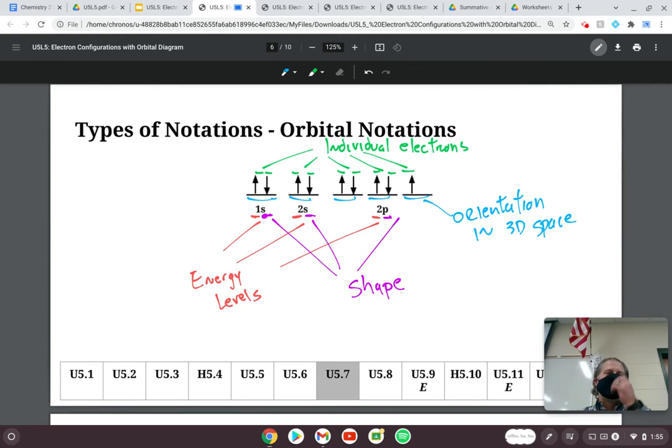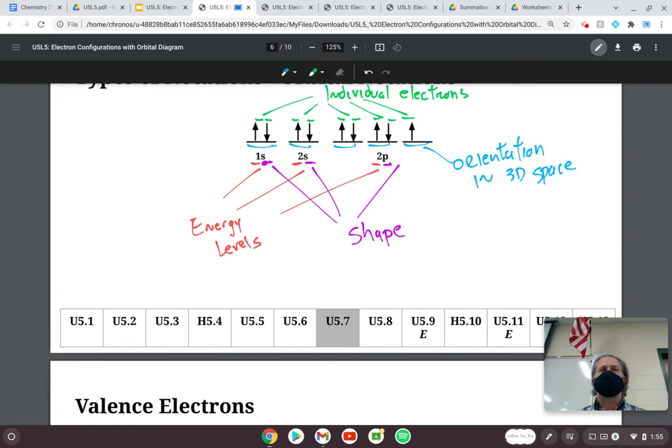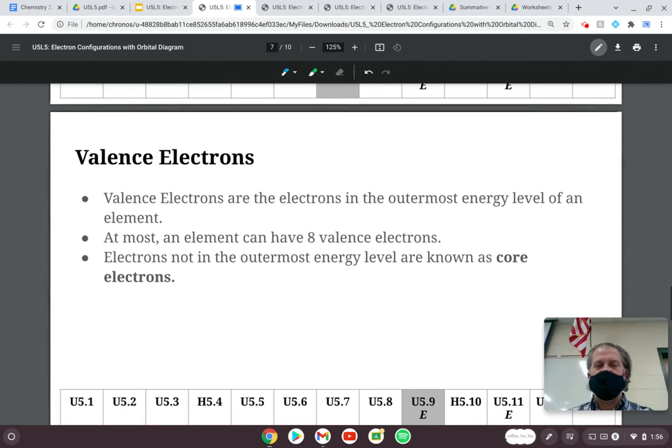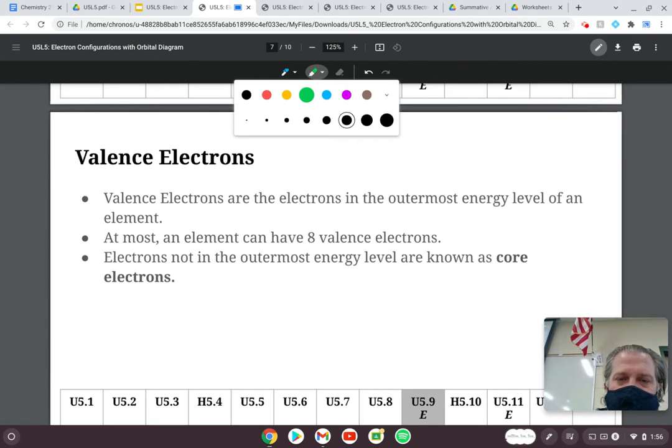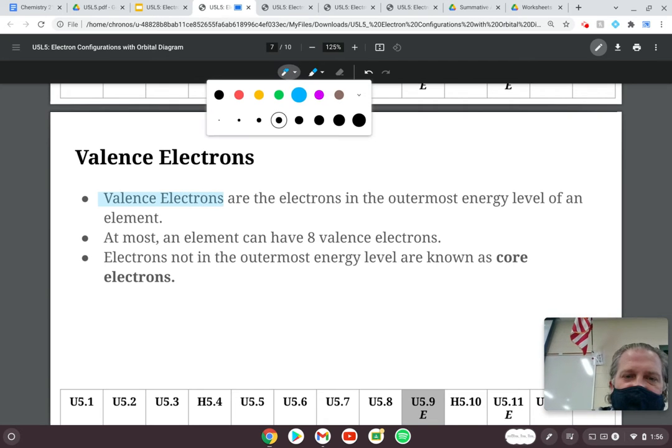Now, another set of definitions has to do with something that we call valence electrons. Valence electrons are the electrons that happen to be located in the outermost energy level of an atom. The best way for me to help you see that would be if I draw a picture.